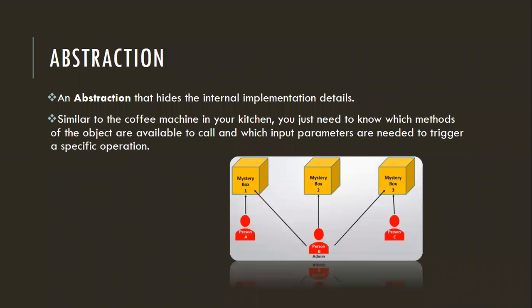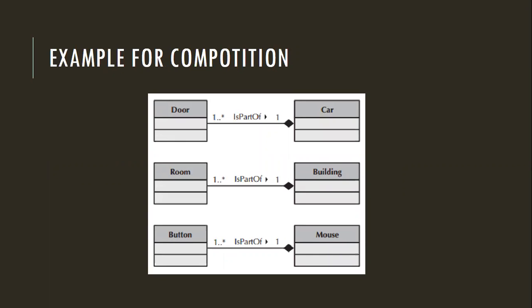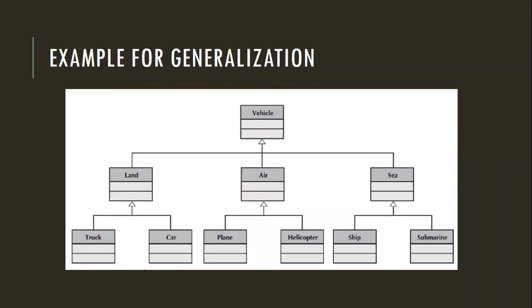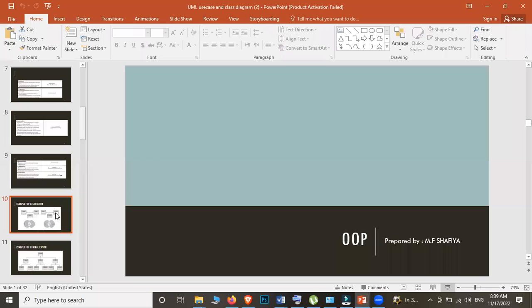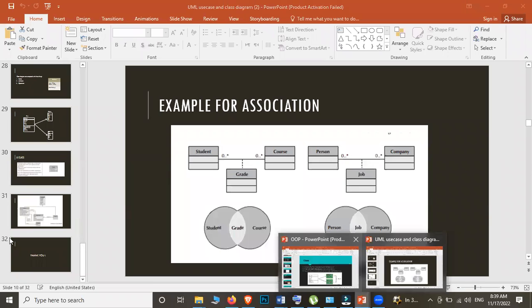Okay, that's all then. And is this clear? Now tell me, what is composition? What is aggregation? What is generalization? And also, what is association? Do you understand? And I'll show you an example. Is it clear? Tell me, let's see.